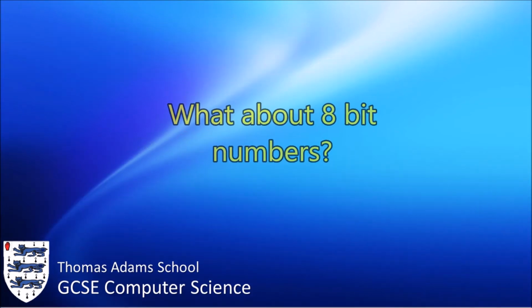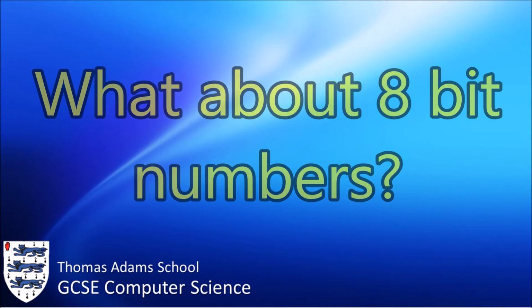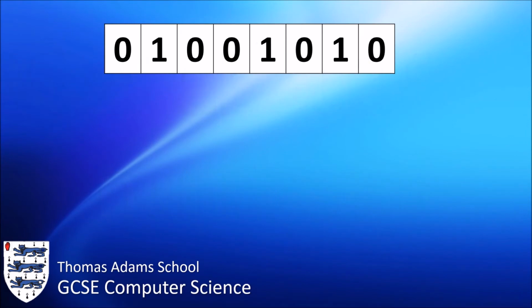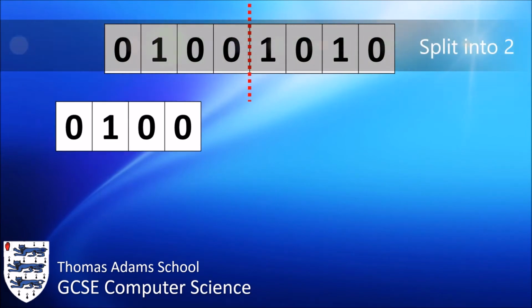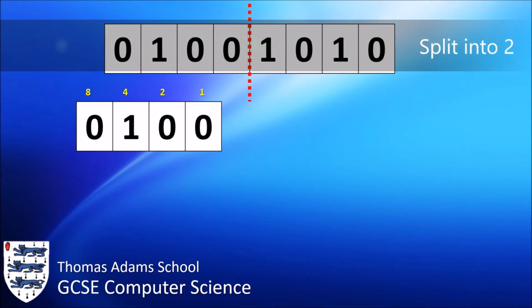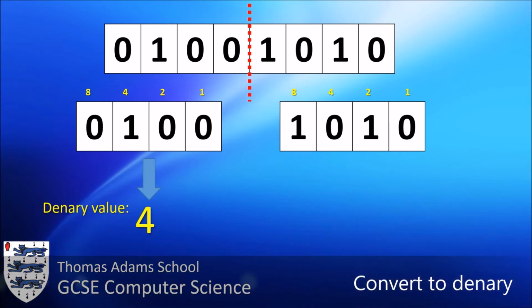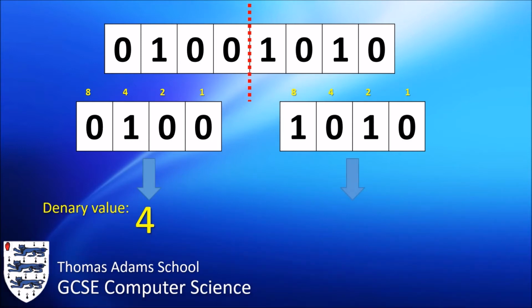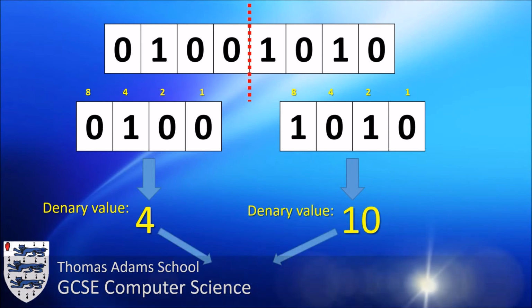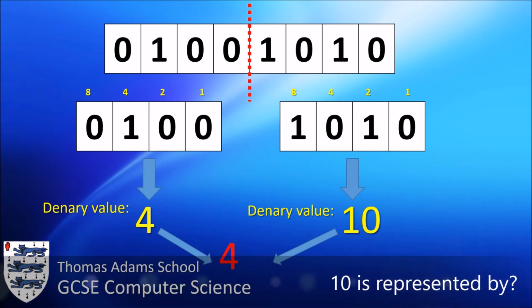Okay, for 8-bit numbers it's slightly different. We take the 8-bit number, and the first thing you do is split it into two 4-bit numbers. You do exactly what you did before with those 4-bit numbers, converting them to denary. In this case that will give you 4 for the left-hand block, and for the right-hand block it will give you a value of 10. You have to remember though, 10 is represented by A in hexadecimal, so the value is 4A.